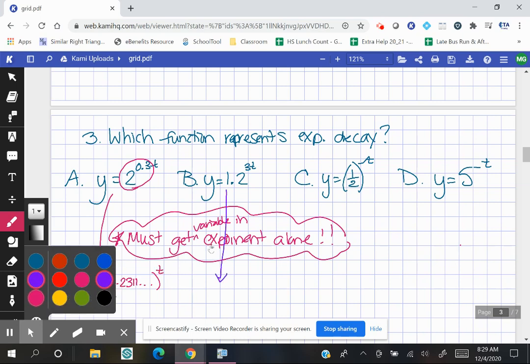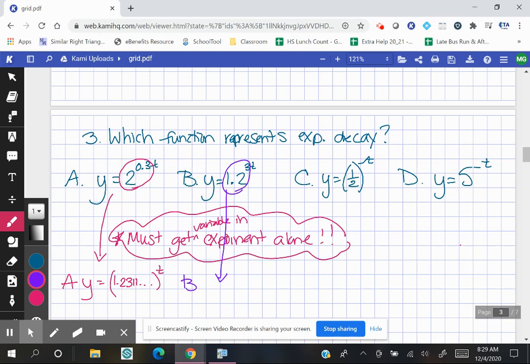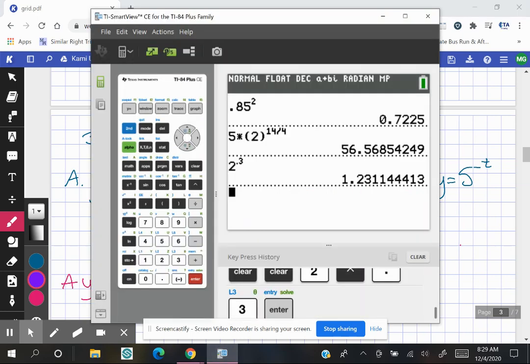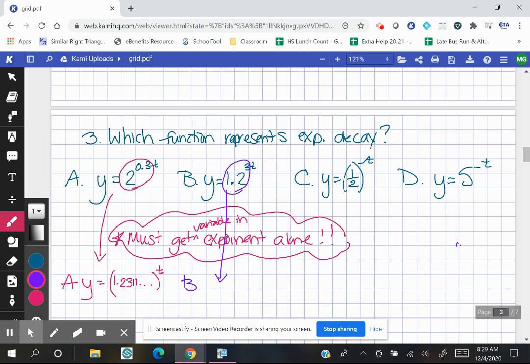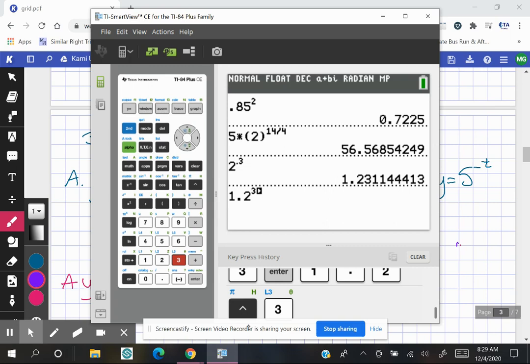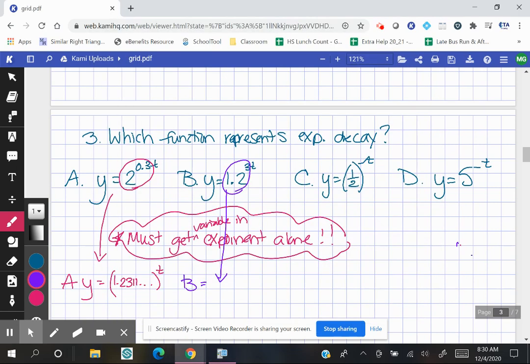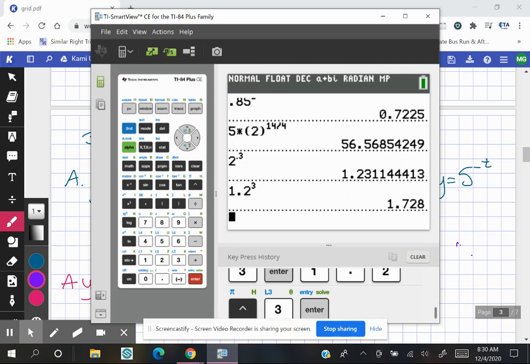Okay, for B, we're going to type in 1.2 raised to the 3. So go to your calculator, type that in, 1.2 raised to the 3, and you get 1.728. So 1.728 raised to the t. For C, this time it's negative t, so negative 1t. We want it to be a positive t in the exponent, so we're going to type in 1/2 to the negative first.